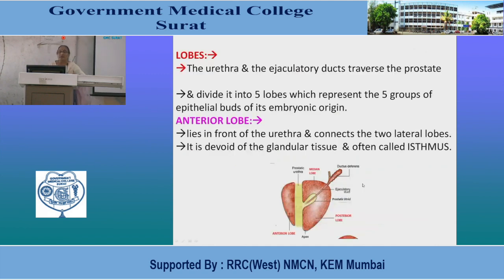Now number 1, the urethra and the ejaculatory ducts, as I told you, traverse through the substance of the prostatic gland and divide it into the 5 lobes, which represent the 5 groups of epithelial buds of its embryonic origin. Now number 1, the anterior lobe lies in front of the urethra. In the given diagram you can see it lies in front of the urethra and connects the 2 lateral lobes. It is devoid of mostly glandular tissue and is often called the isthmus.